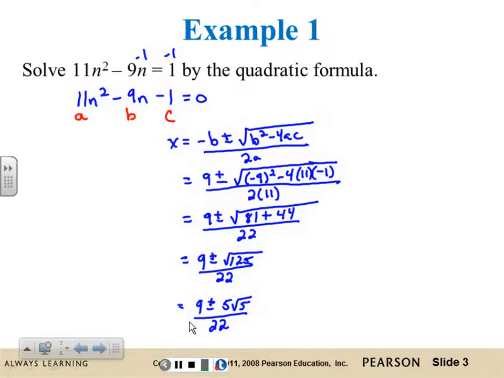There are two answers here. You have 9 plus 5 radical 5 over 22, and you have 9 minus 5 radical 5 over 22, which will give you two totally different decimals. So understand there are two answers here.